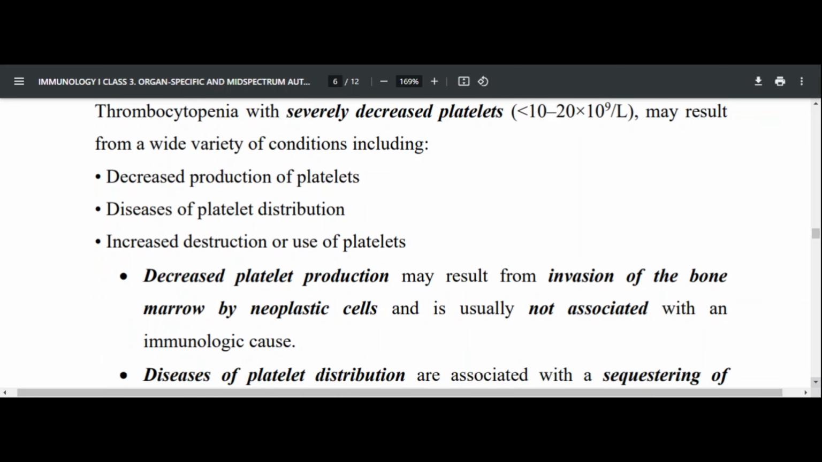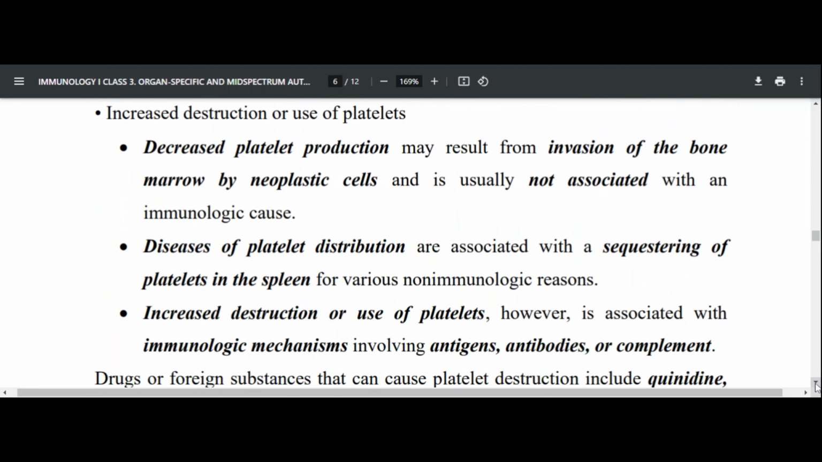For example, decreased platelet production will result from any problem of the bone marrow, for example invasion of the bone marrow by neoplastic cells. Neoplastic cells are those malignant cells that will invade the bone marrow and cause decreased platelet production. Also, altered platelet distribution is associated with sequestration of platelets in the spleen for some reasons. But increased destruction of platelets is what is the focus here. It is associated with an immunologic mechanism.